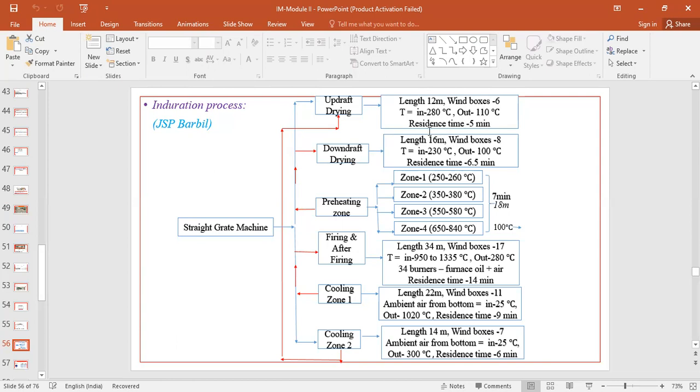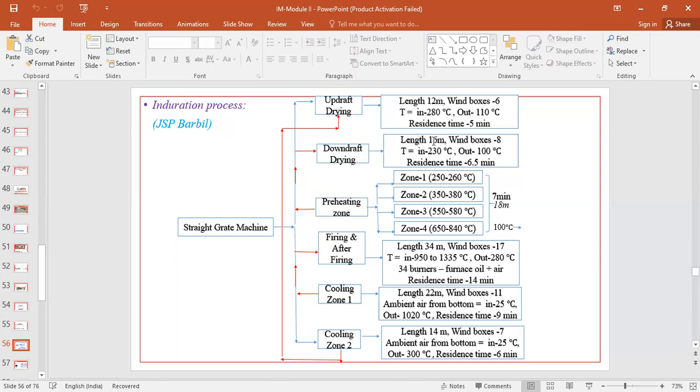And then here also the same thing I have shown you, from the cooling zone 2, we are getting the heat. Similarly, you have a downdraft drying zone where we are getting heat from the preheating zone. You can see this red arrow marks represent the heat supply. From the preheating zone, we are getting the heat to the downdraft drying zone.